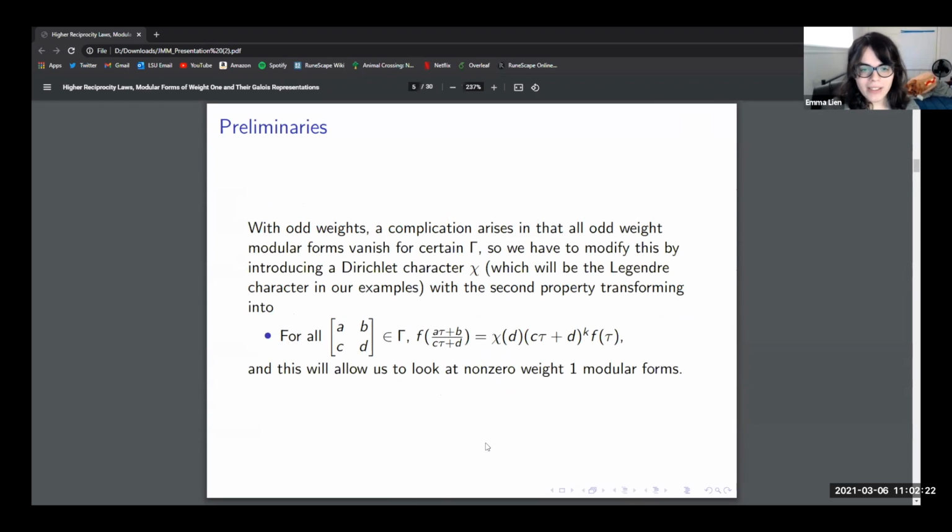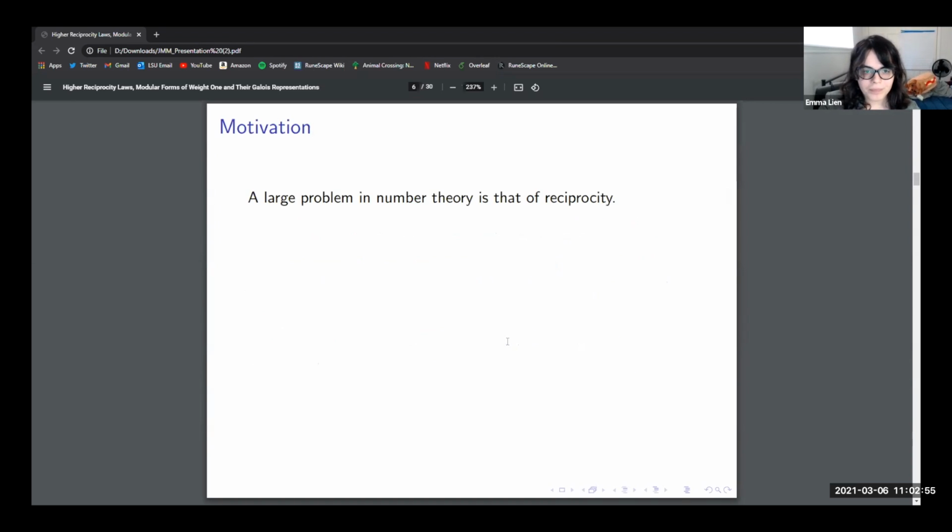So with odd weights, a complication arises in that all odd weight modular forms vanish for a certain gamma. So we have to modify this by introducing a Dirichlet character. So for the rest of the talk, you can just assume chi to be the Legendre character, as that's the only character we'll be dealing with. And the second property transforms into basically the same thing, but now we have this chi of d in front of the relation. So this will allow us to look at non-zero weight one modular forms.